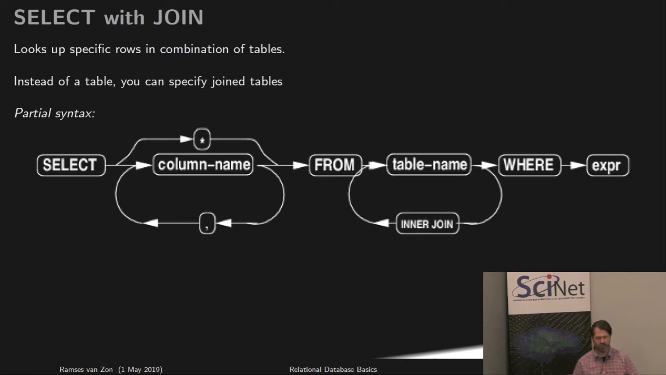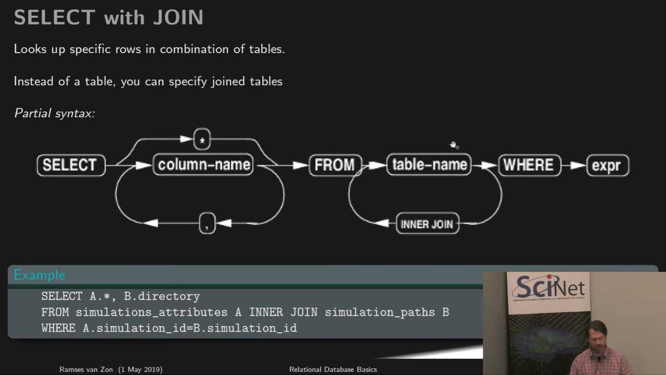So there's a join or inner join subcommand, you could call it, in this select, where you don't just have one table name. You could have several table names. You can join them together, and you could say what the basis is of joining them together to make sure that, say, you're always talking about the same entity in both. And that's where where comes in. So for instance, if we had a table simulations attributes and another table called simulation paths, and we wanted to join them together when their simulation IDs match, that would be a join.